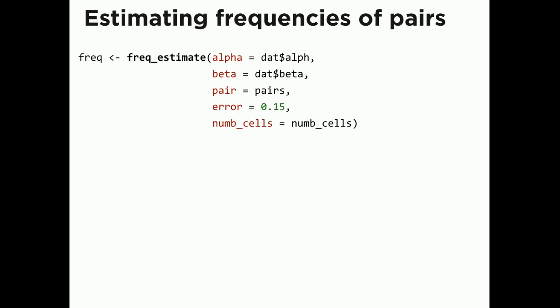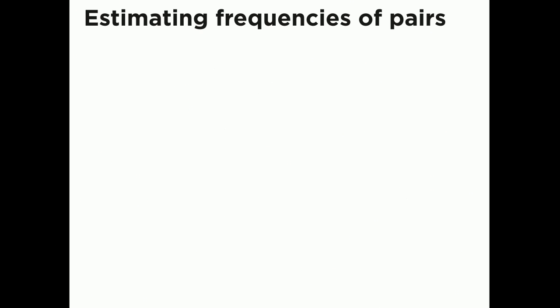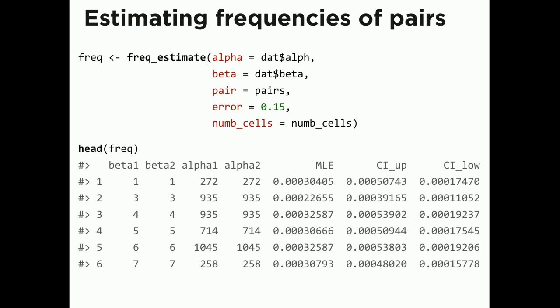Another feature the package has is that it also tries to estimate the frequency of a given T cell receptor in the population of interest. That's done with the freq estimate function here. It gives you the maximum likelihood estimate of its frequency, and then a 95% confidence interval of it.